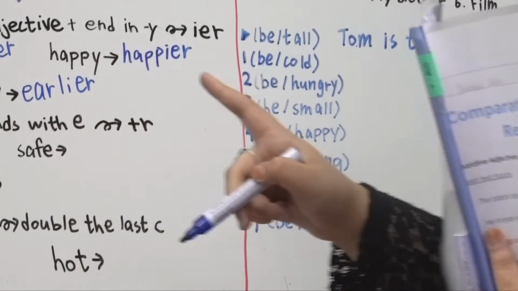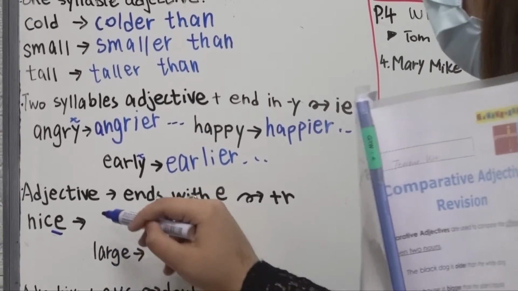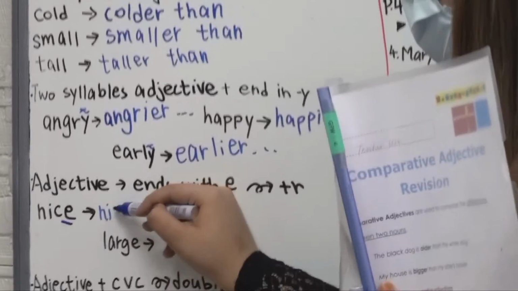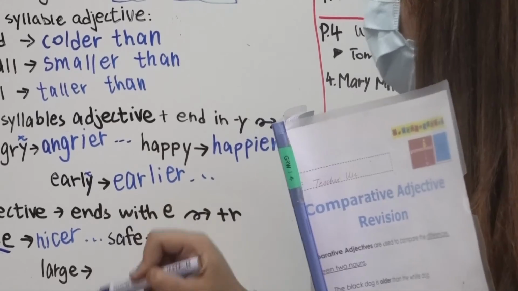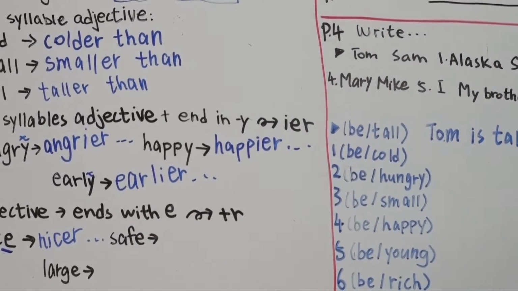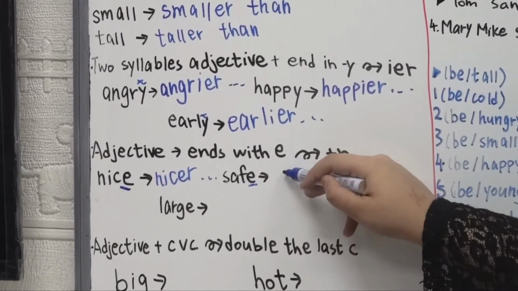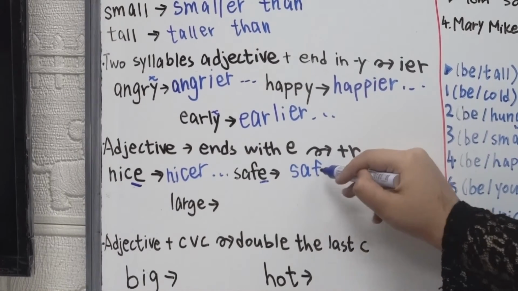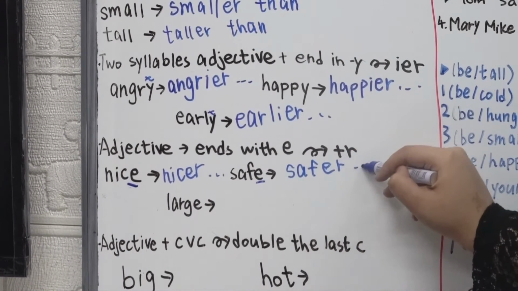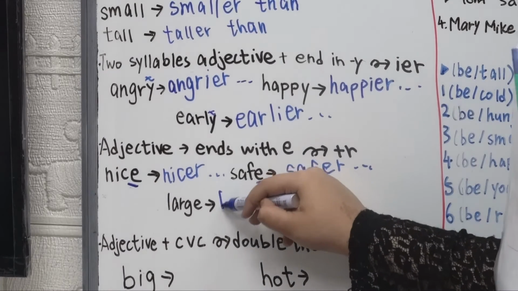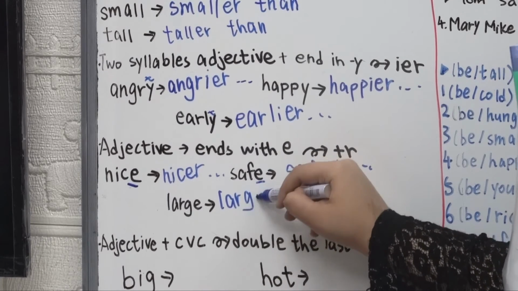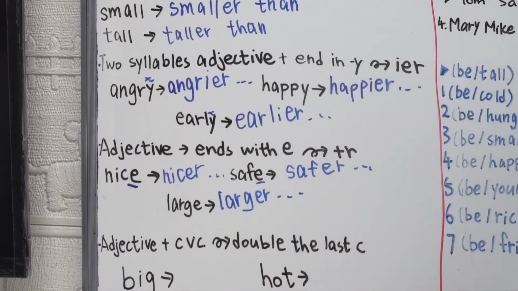Remember when you change the adjective, you have to add "than", okay? Alright, nice. Here, nice becomes nicer, right? Ends with E, so we just add R. Remember you have to add "than", okay? And then here, safe ends with E, we just add R. Safer than, right? Large also ends with E, so we add R. Larger than, okay?